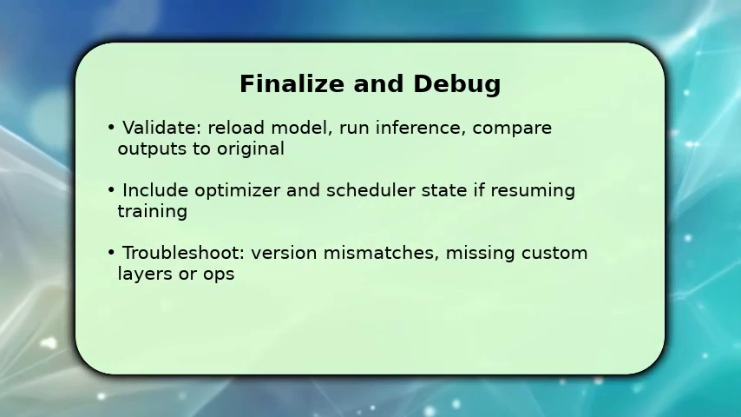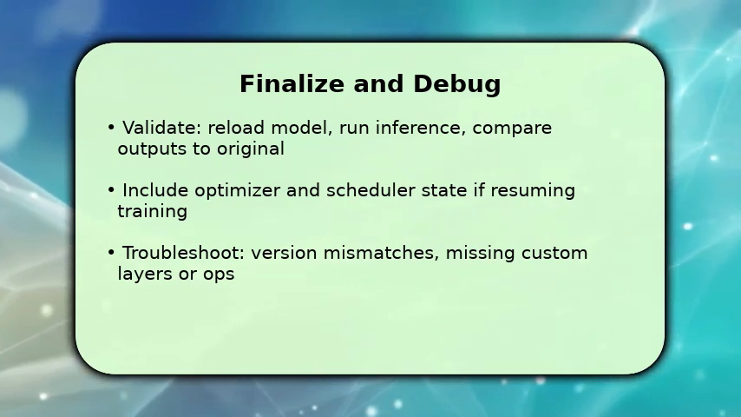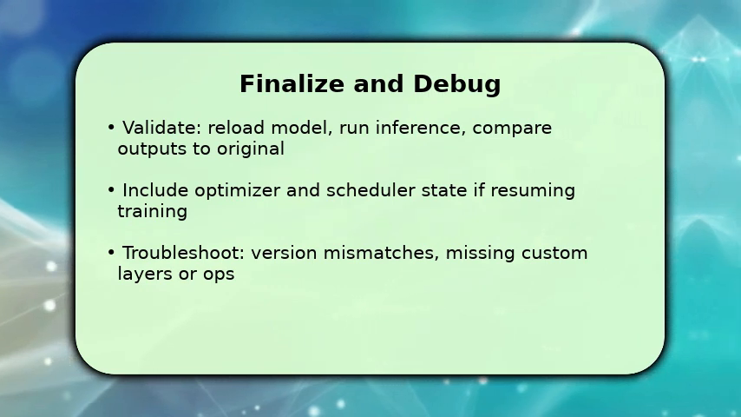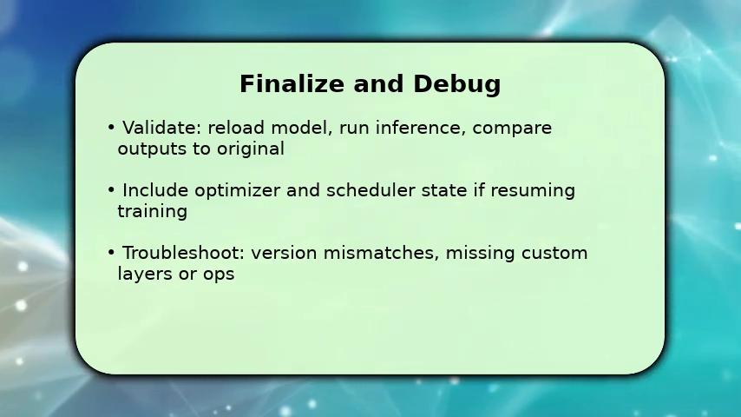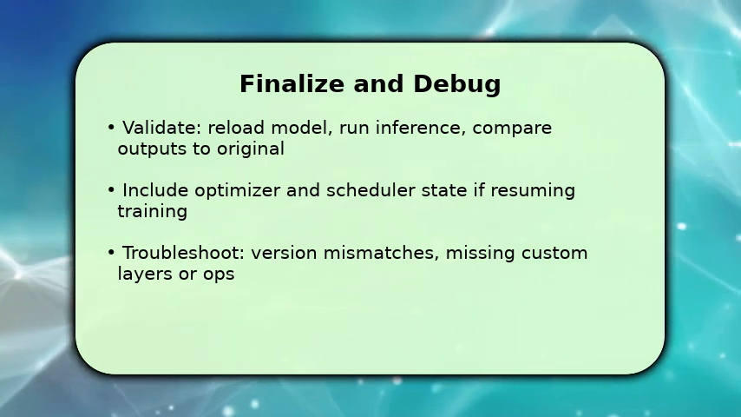Finish by completing checks and packaging. Reload the saved model or state dict and run the same inference to verify numerical equivalence within tolerance. Save optimizer and scheduler state if you plan to resume training. Then, compress or containerize artifacts for deployment.